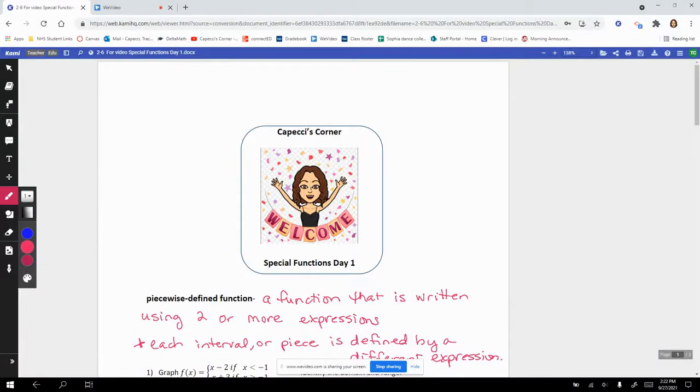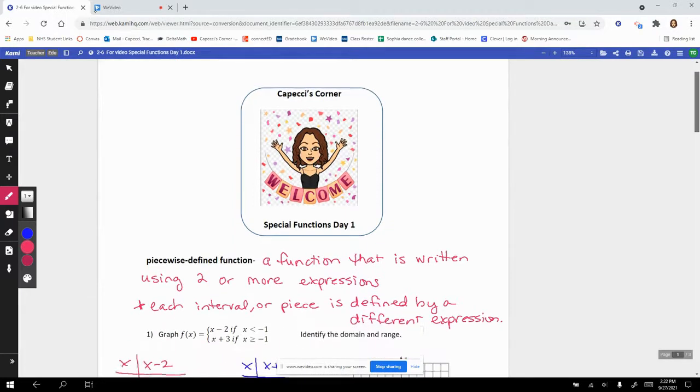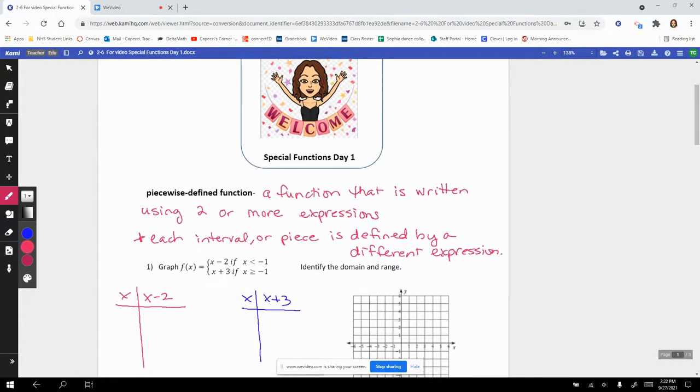Today in Capechi's Corner, we're going to look at special functions, and this is our first day. A piecewise function is defined as a function that is written using two or more expressions, and within that, each interval or piece is defined by a different expression. So if we look at number 1, we have x minus 2 as one of our expressions, and x plus 3 as another. And we have some inequalities that go with those specific expressions.